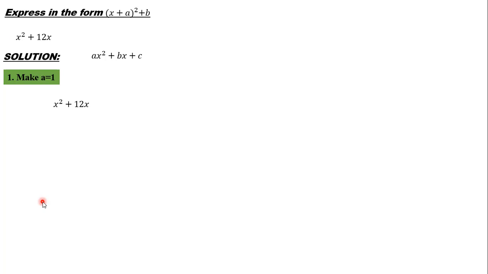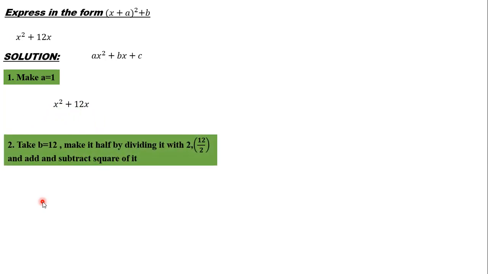In the second step, students, take the value of b, which in our case is equal to 12. Make it half by dividing it by 2. 12 divided by 2, we will get the value equal to 6. Now add and subtract the square of the 6 just like this. So our expression becomes x squared plus 12x plus 6 whole square minus 6 whole square. Students, these terms can be written like this. x squared will remain x squared, 6 squared will remain 6 squared. However, this center term 12x can be broken down into 2 times x into 6.